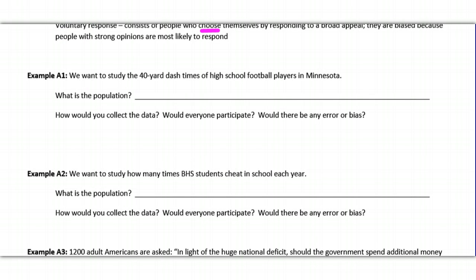Let's go into some examples and see if we can figure out what's going on here. We want to study the 40-yard dash times of high school football players in Minnesota. So what is the population? It's high school football players, and specifically in Minnesota. The population is very specific to who you are trying to study.